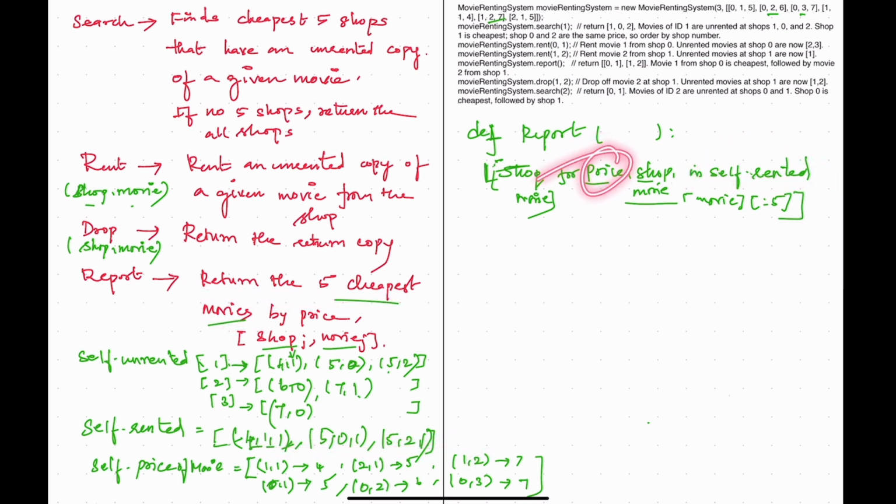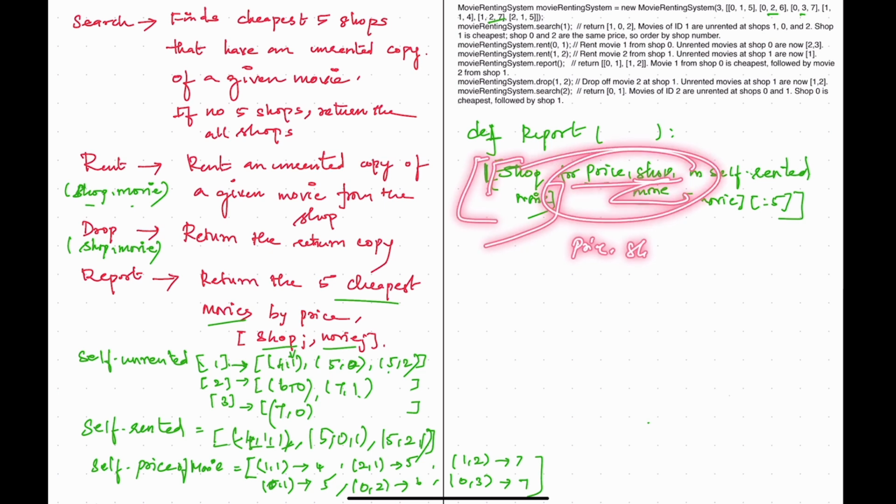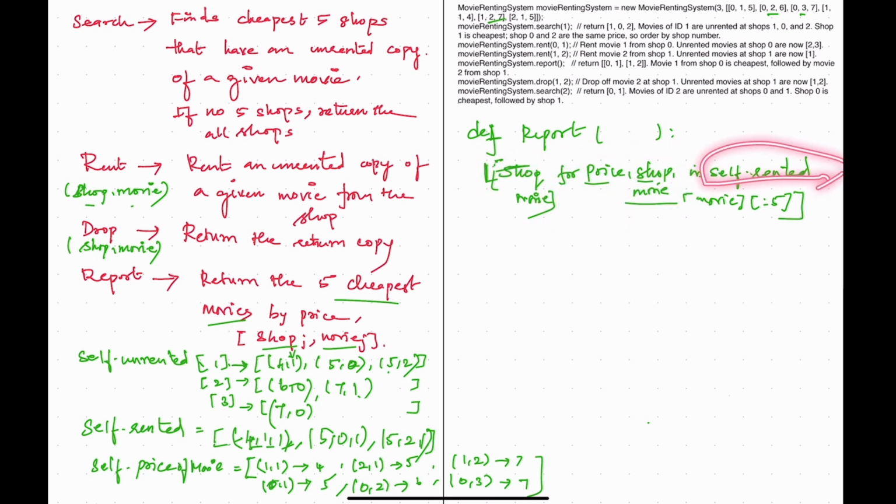If the price is same, then you should return based on the smaller shop, correct? That we will be getting in that order because we are storing it. While storing itself, we are storing it in a way like price, shop, movie, and returning the report. You know what all the things you will get from the self dot rented, and once you fetch, you have to return it in the same order.